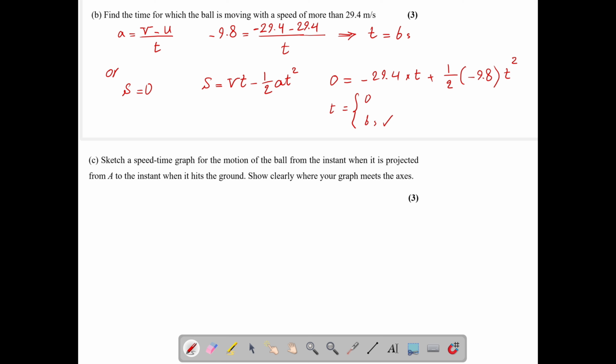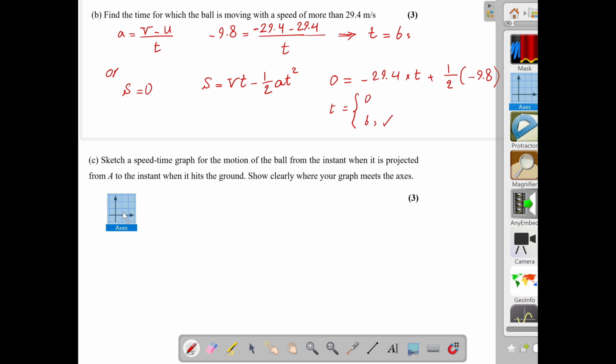Okay, so let's bring the axis and the numbers and put it here. And I think we may extend a little bit. Okay.